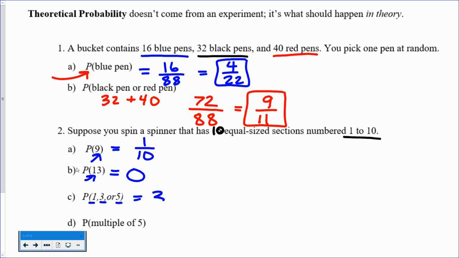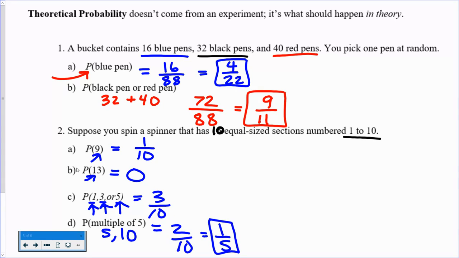Probability could be a 1, 3, or 5. Well, there are 3 options then out of the 10, since there could be the 1, there could be the 3, or the 5. So there's 3 spots that would make it true. D, what is a multiple of 5? So 5, 10, 15, 20, those are all multiples of 5. So 5 and 10 are the only ones that would show up on my spinner numbered 1 through 10. So that means there are 2 options out of the 10. And this one I can divide both the top and bottom by 2. So that would be 1/5.